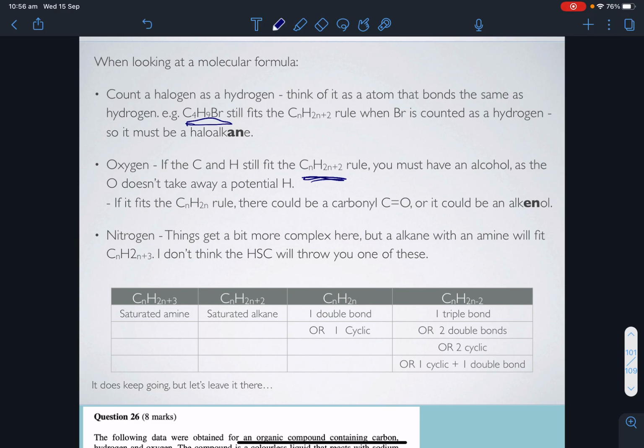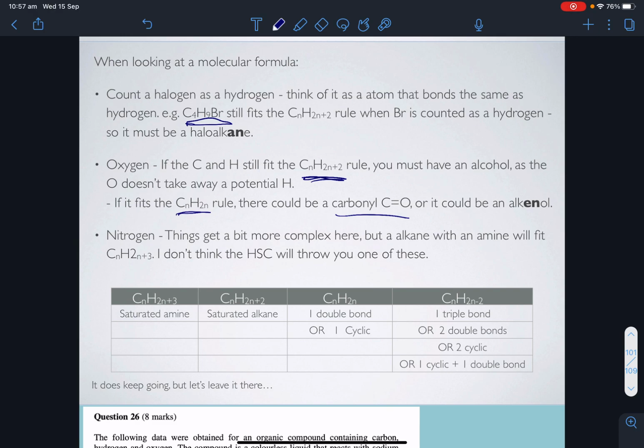If it fits the CnH2n rule, it could be you've got a carbonyl, or a carbon-oxygen double bond, okay? It could also be that you've got an alcohol with a carbon-carbon double bond, but I don't think they're going to be that nasty to you, okay? So if you've got an oxygen in the formula that fits the CnH2n rule, more than likely you've got a carbonyl there, and hopefully you'll have something to confirm that, like an IR spectrum, and you'll see that deep carbonyl absorption peak. If you've got nitrogen, things get a bit more complicated here, okay?